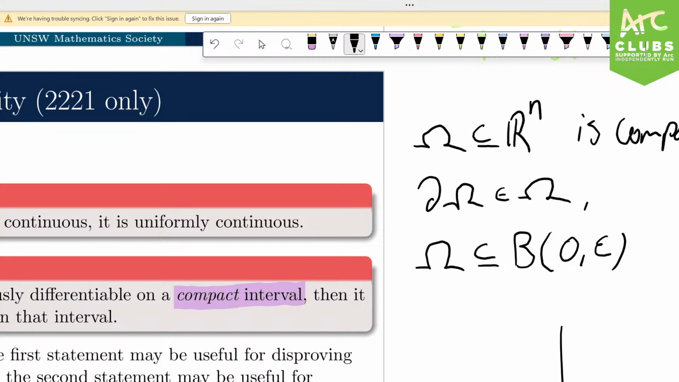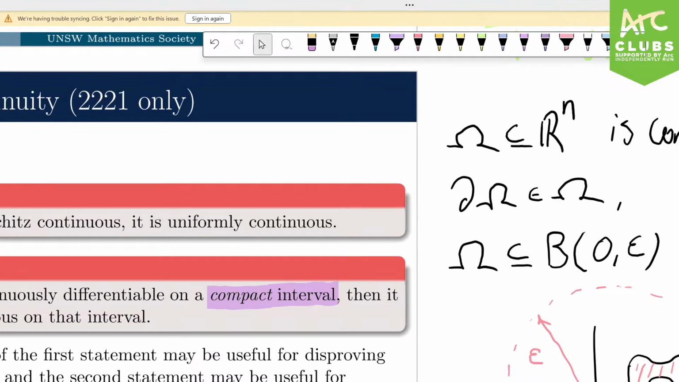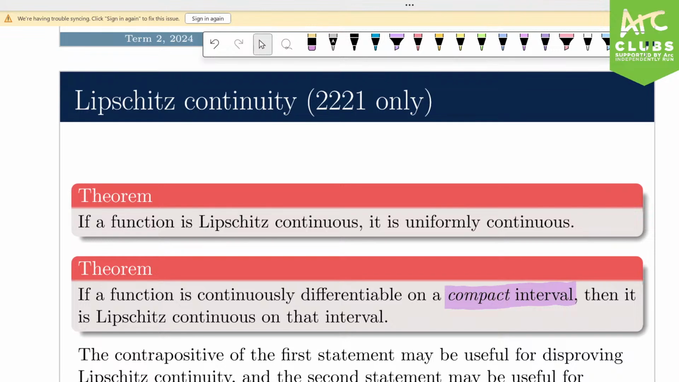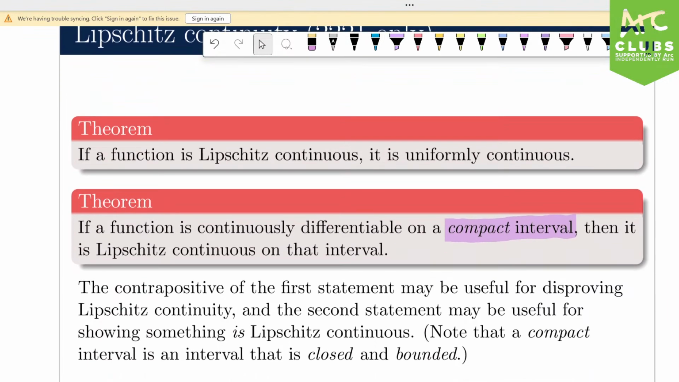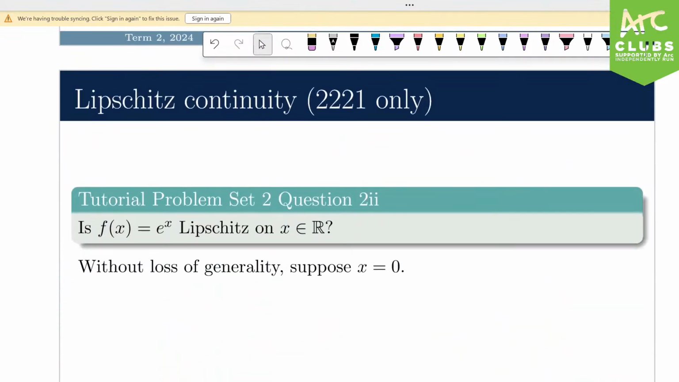So in other words, you might have some function here, omega, and you can construct some fixed epsilon ball like this that fully contains this. So this is fully contained in it, and we're saying that omega contains its entire boundary. So compact. If you've taken 2111, this will be familiar. If you've looked at a little bit of point set topology, this might also be familiar, but not super important. So we're going to look at an example.